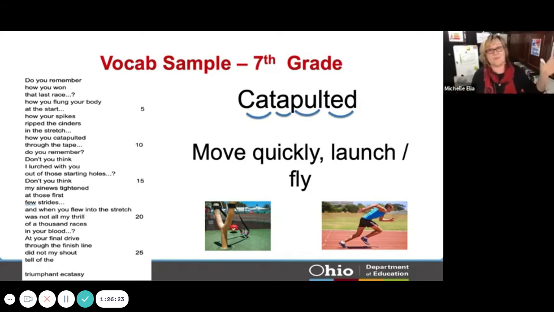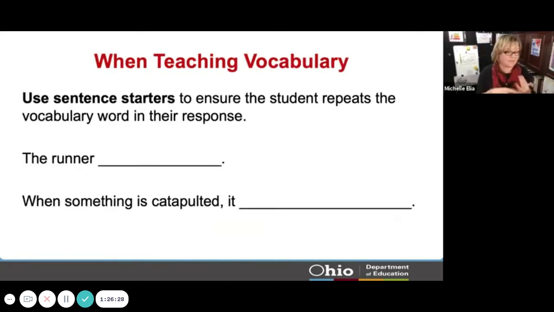But then I'm also going to do even more activities. So another activity I could do after I've taught the word, read it in text, the next day, maybe I'll provide them with some sentence starters. And I'll say, okay, here's 2 sentence starters. Use the vocabulary words and your information that you learned from the text in order to complete these sentences. So the runner blank. So now they've got to use information from the text and the vocabulary word in order to finish it. Or in this one, when something is catapulted, it blank. So I'm teaching them syntax, but I'm also teaching them the vocabulary word, and I'm building the knowledge of the text or texts I've read.